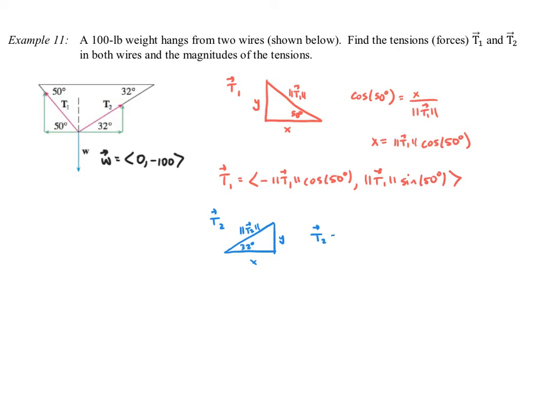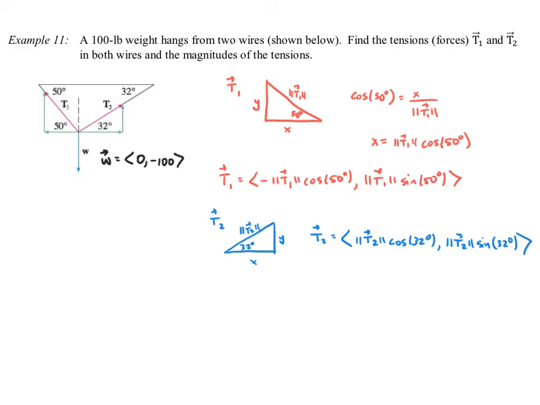But what we'll find with the first component is that it's going to be the cosine of 32, which is going to be x divided by the magnitude of T2. And if we were to solve for that x component, we would get the magnitude of T2 times the cosine of 32 degrees. And vertically, we would get the magnitude of T2 multiplied by sine of 32 degrees. Okay, so this gives us the components of each of these vectors. So those are going to obviously both be very important.